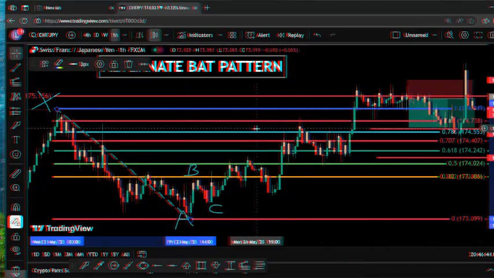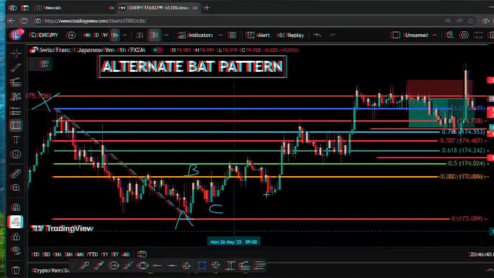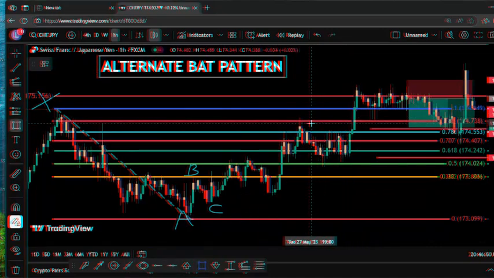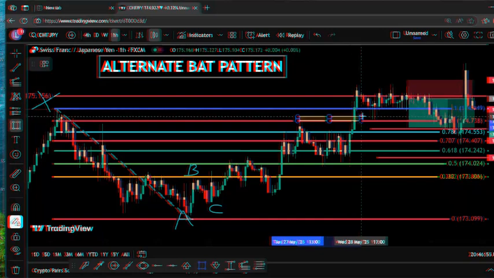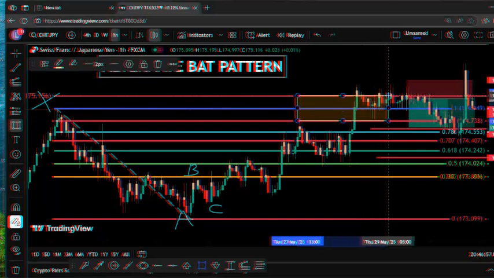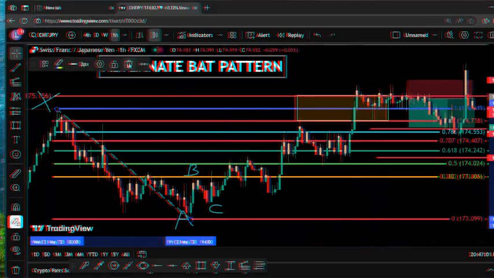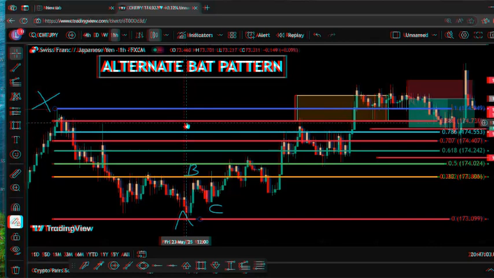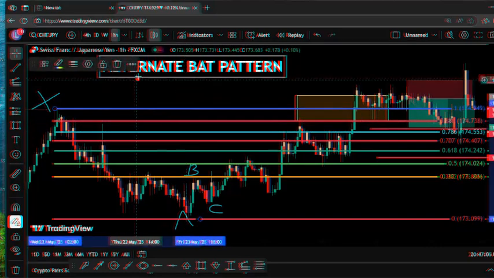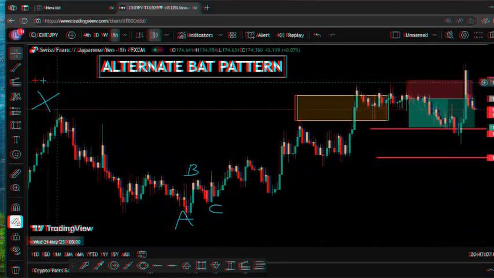Right, so between the 886, which is right here, and the 1.13, this is where I want to be looking to take a sell trade. All right, so I'll get rid of these tools, I don't need them anymore.